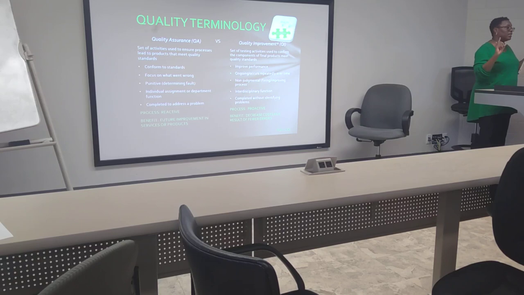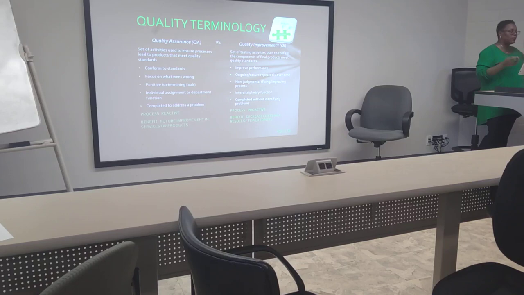But then we have quality improvement, or continuous quality improvement. And it's a set of testing activities used to confirm certain components of a final product in order to meet quality standards. What that means is that you're always focusing on improving your performance, no matter what. If nothing's going wrong, you're still working on improving. There's ongoing, repeated, overtime, continuous process improvement. It's not judgmental. No one gets blamed. It's focusing on fixing the actual issue, so no blame.